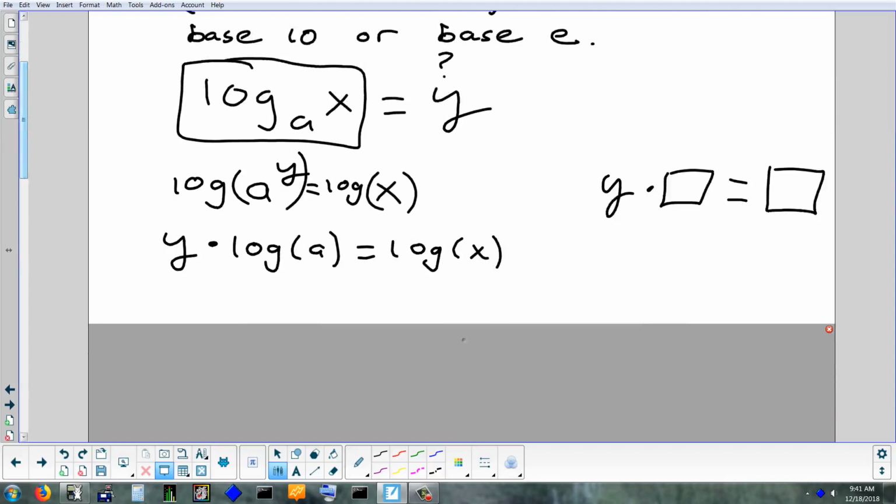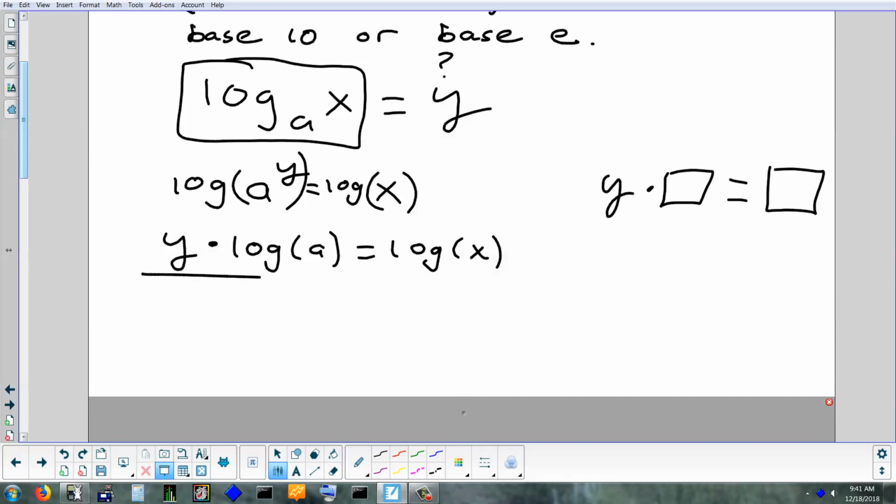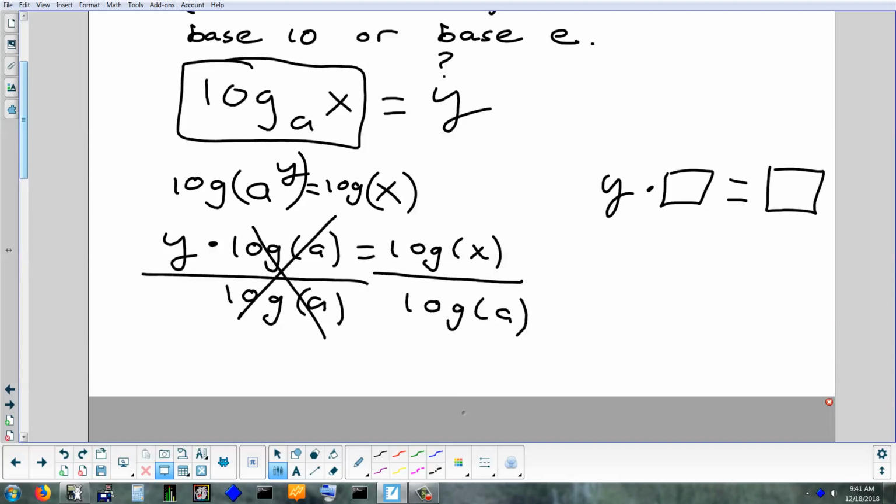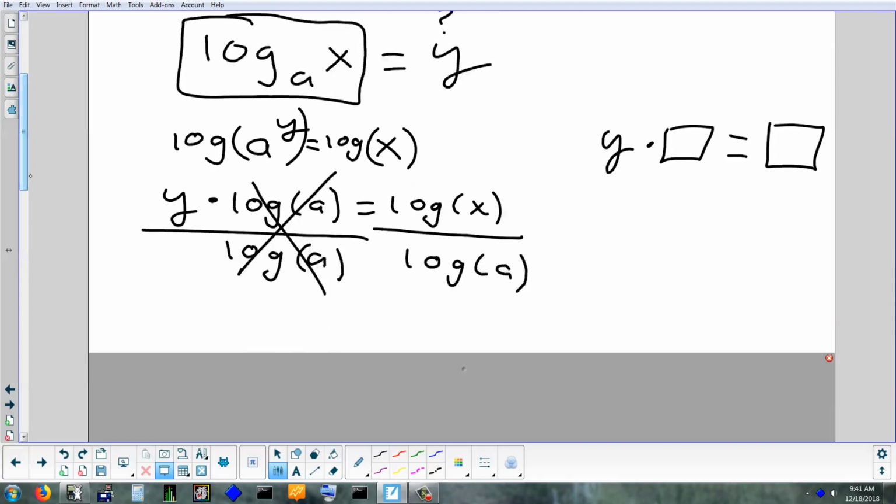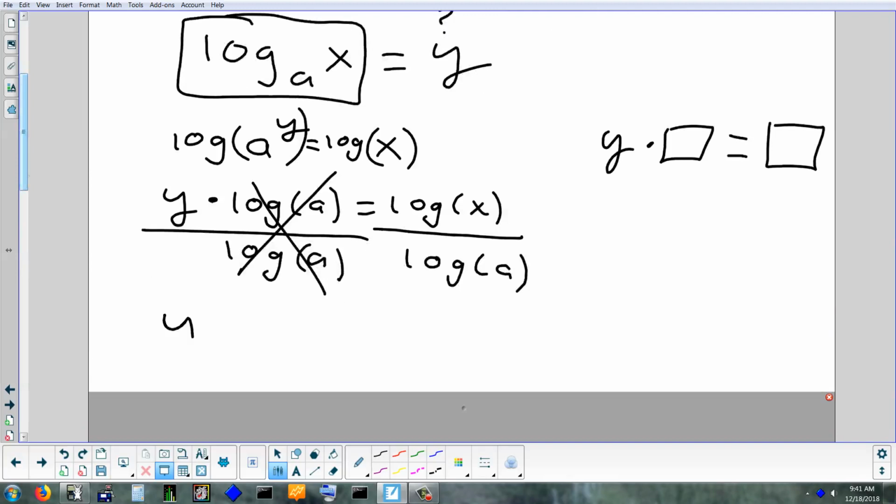How would I get y by itself? Divide by what? Divide by log a. Divide by log a, and divide by log a. That's gone. So now you have a new formula. We've just got y by itself again. The new formula says y equals log of x over log of a.